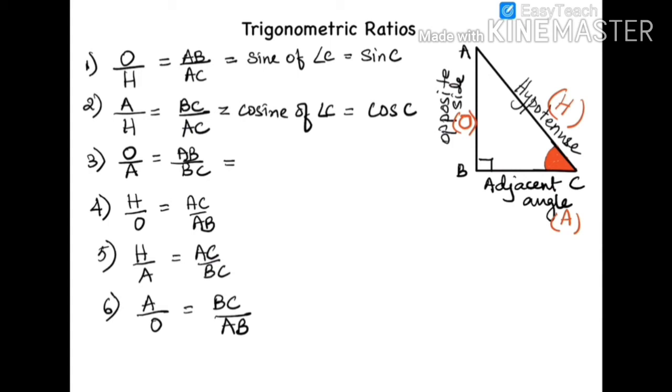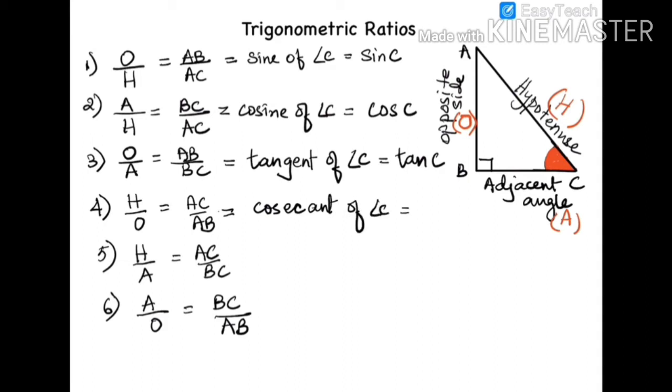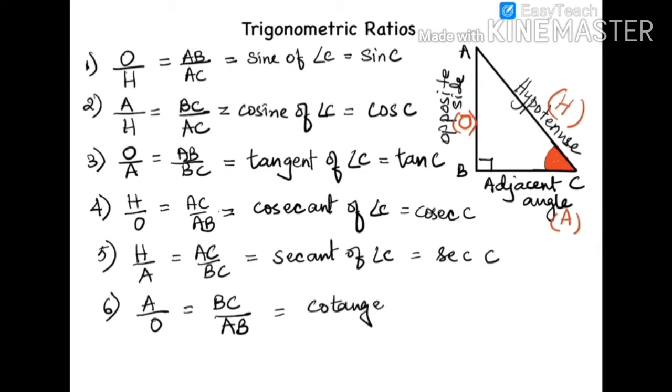The third ratio, opposite upon adjacent, is named tangent of angle C and abbreviated as tan C. The fourth ratio, hypotenuse upon opposite side, is called cosecant of angle C, which is written as cosec C. The fifth ratio, hypotenuse upon adjacent, is named secant of angle C, and it is abbreviated as sec C. The sixth ratio, adjacent upon opposite, is called cotangent of angle C and abbreviated as cot C.